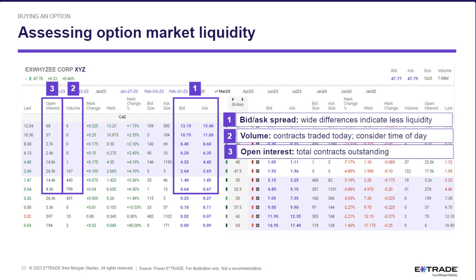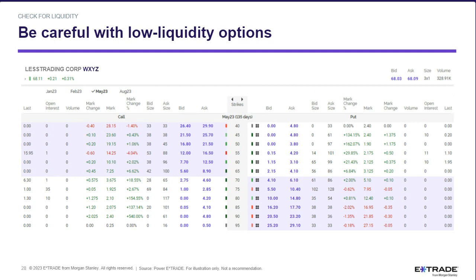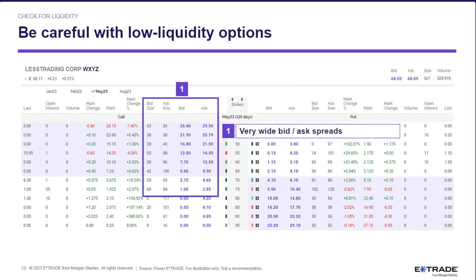So again, higher open interest, higher volume, tighter differences between the bids and the offers. These are the markers of liquidity. What you want to beware of are cases where these values aren't true. So here's just an example of very wide bid and ask spreads. I mean, take a look at any one of those.